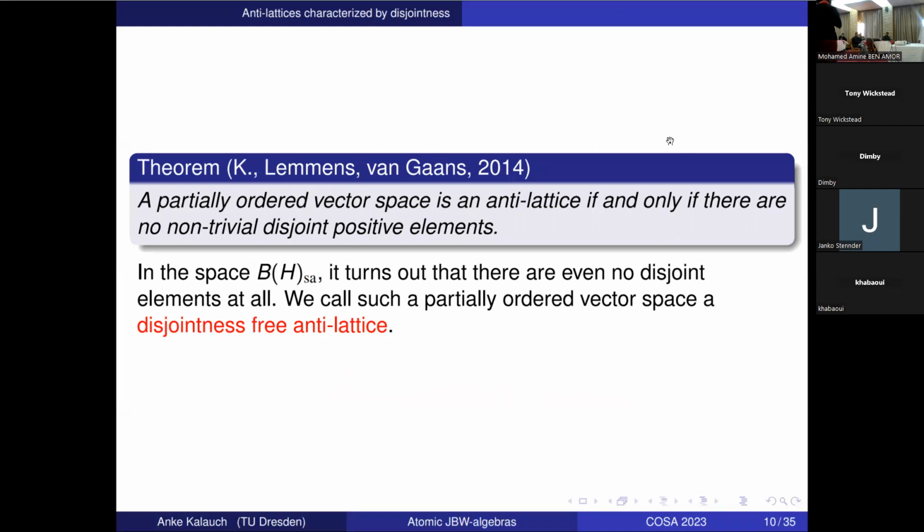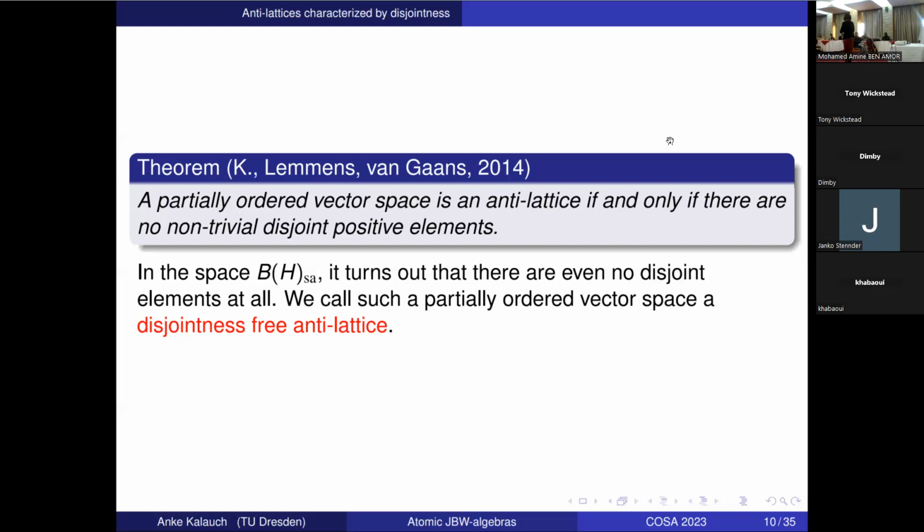And the question was, how is this disjointness related to well-known notions in the order theory, especially to anti-lattices? Together with Bas Lemmens from University of Kent, we could show that a partially ordered vector space is an anti-lattice if and only if there are no positive disjoint elements. It's a bit funny. Kadison claimed in his old paper of '51 that antilattices are as far away from lattices as possible.